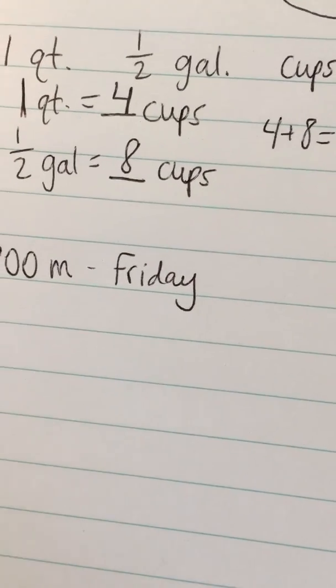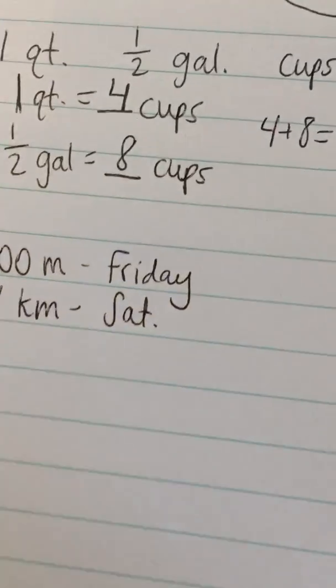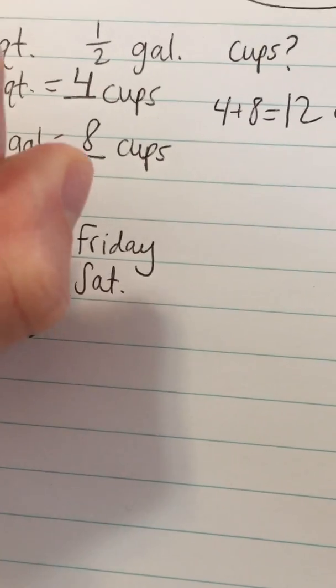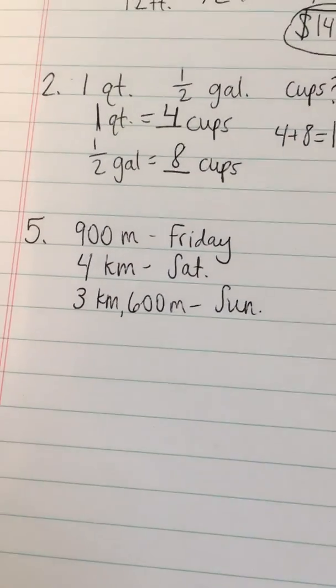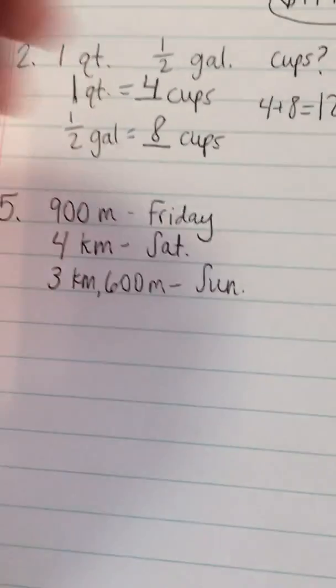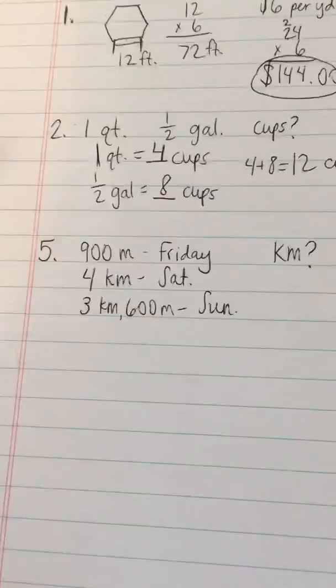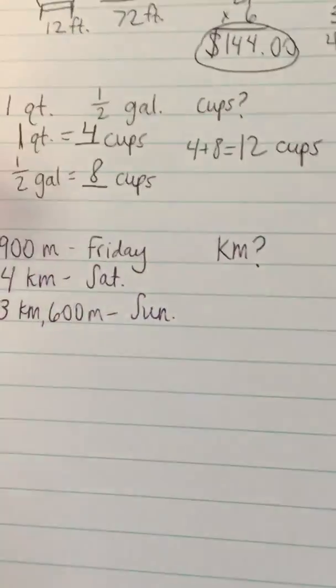On Saturday, she walked 4 kilometers. So 4 kilometers on Saturday. And on Sunday, she walked 3 kilometers and 600 meters. And that's on Sunday. So it's asking, how many kilometers did she walk in all? So in all means I need to add them, okay? But first I have to get them into kilometers.